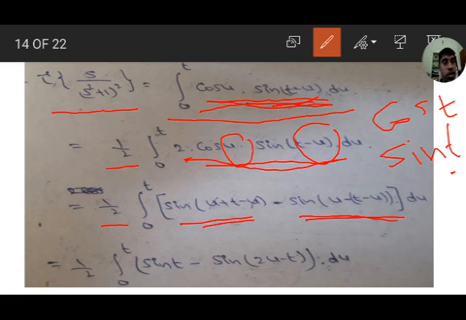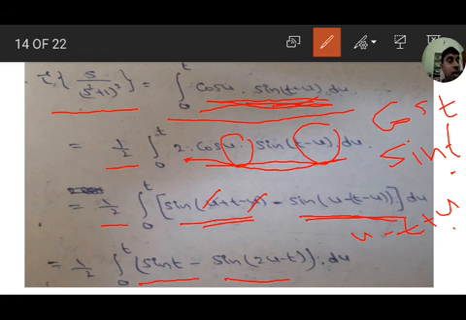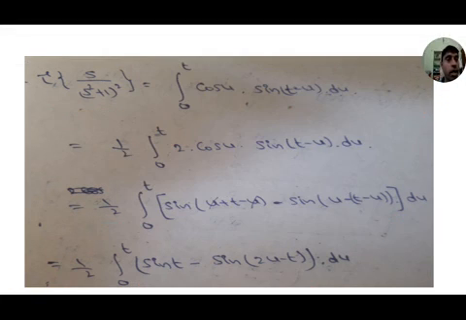And simplification, this minus u plus u cancel out. 1 by 2 into integration 0 to t of sin t minus, if you multiply with minus we get u minus t plus u, u plus u is 2u, 2u minus t, sin of 2u minus t, that is okay. Then we have to integrate sin t, integrate sin of 2u minus t, and then substitute the limits and simplify, we get the answer. Okay, next slide.